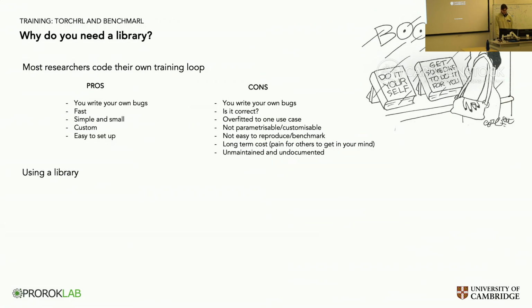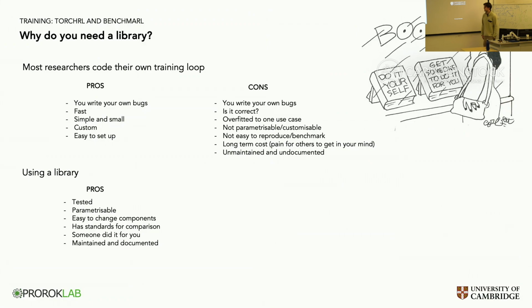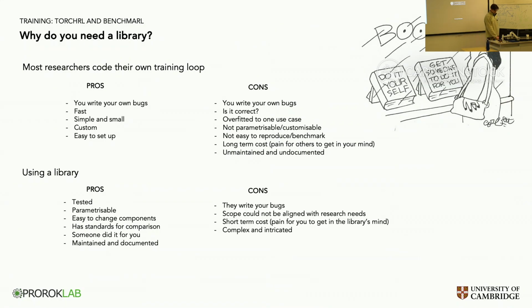On the other hand, using a library, the process is that it should be tested, it should be parameterizable, it should be easy to change components, and thus there are standard scripts for comparisons. Someone did the work for you, which is a good pro. You don't have to do it yourself, and it should be maintained and documented. On the other hand, they write your bugs, which is more frustrating because not only do you have to solve them, but you didn't need to spot them and understand them.